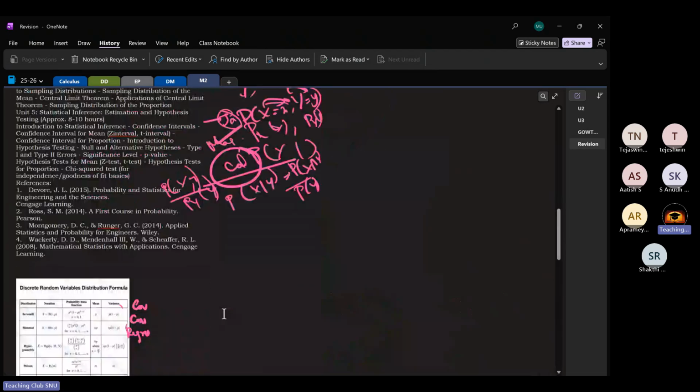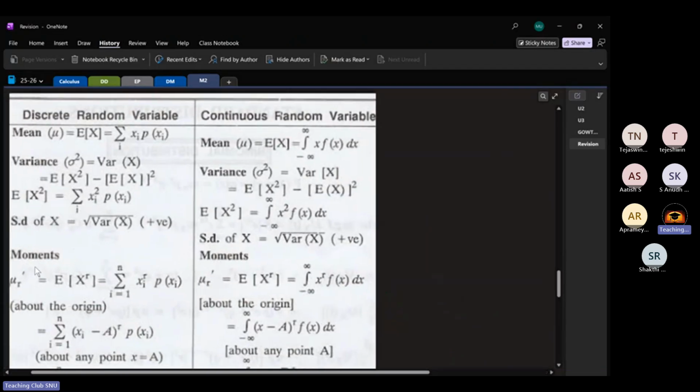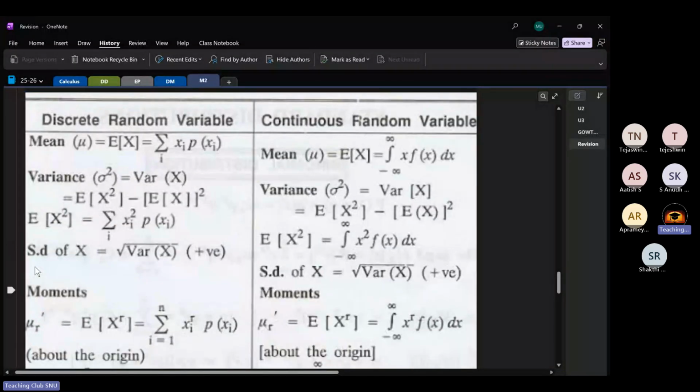Okay, so let's look through my PPTs as well once. I just want to go through these formula sheets I took from Google.